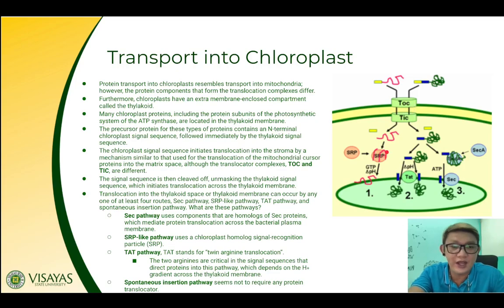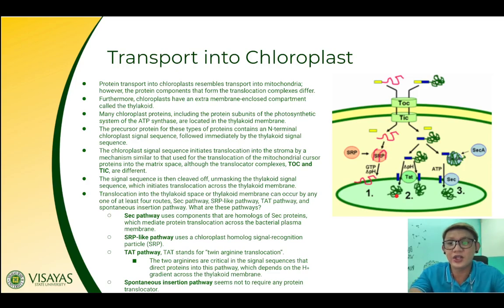So after the protein containing the signal sequence is transported across the membrane, the signal sequence that directs it to the chloroplast will be cleaved off. In this way, the signal sequence that is masked here will be unmasked. So there's another signal sequence here that directs the transport into the thylakoid membrane.